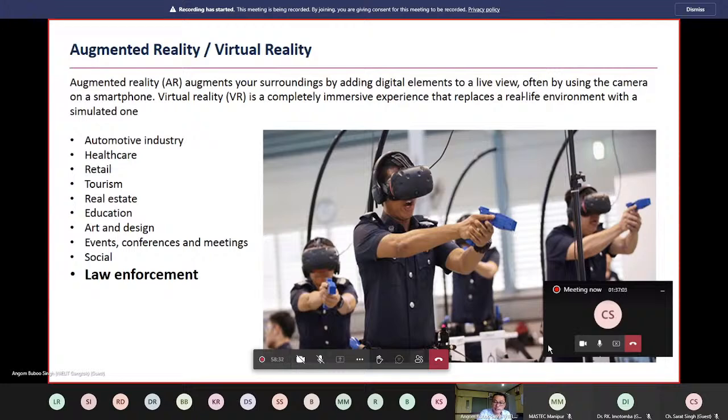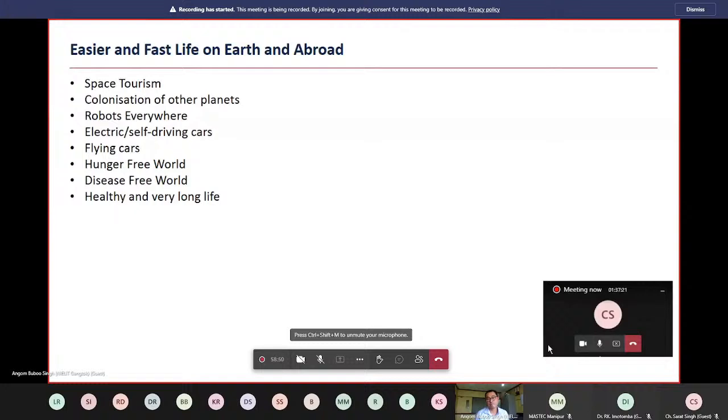They themselves will be involved in the crime scenes just to get a real feeling of what is going on there. So virtual reality or augmented reality is going to change the future world in a way that we may not expect. To conclude, life will be easier and faster. Not only on Earth, we may go off the Earth, to outer space, with space tourism, colonization of other planets, robots everywhere, self-driving cars, flying cars, and finally a hunger-free world, a disease-free world, and a healthy and very long life. These are some of the things technology can bring us in the very near future, I would say. And with these few notes, I'd like to conclude my presentation.